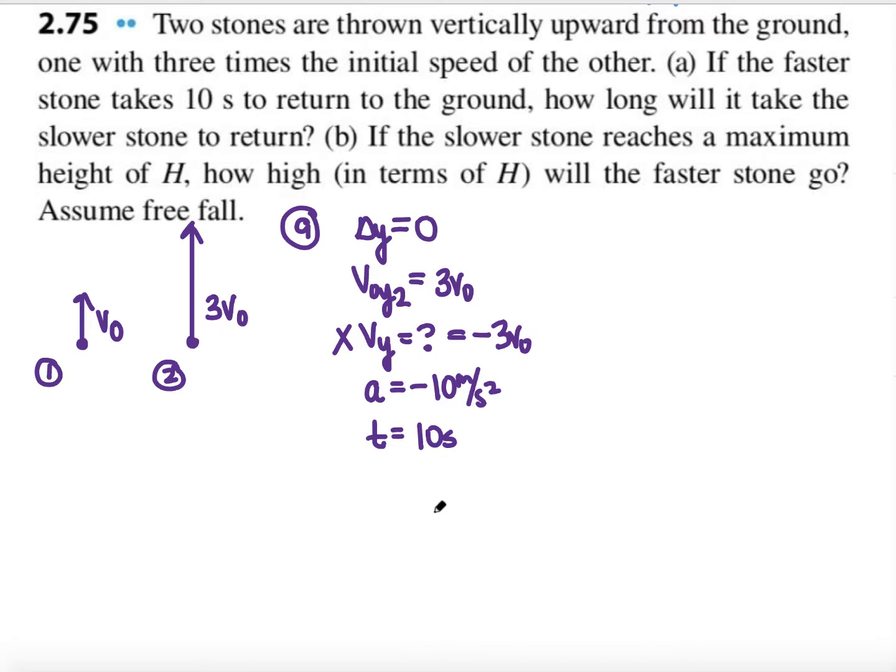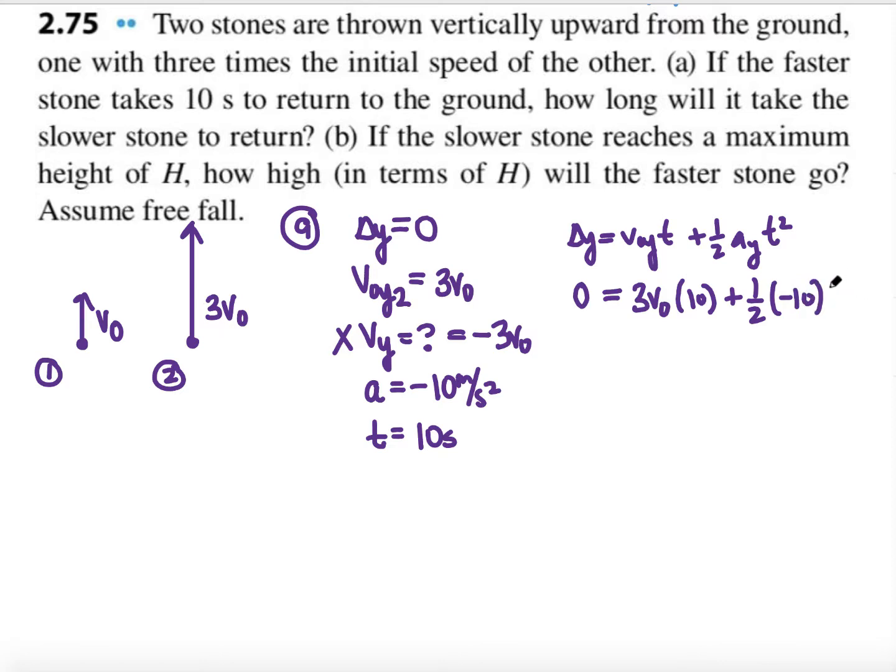Now, why do we need this information? We can find something about v initial. So how do we do that? In this case, delta y equals v initial y times t plus 1/2 acceleration times t squared. So let's substitute in the stuff we know. Delta y is 0. V initial y is 3 times v naught. T is 10 plus 1/2. Our acceleration is negative 10. And t again is 10. Don't forget to square it.